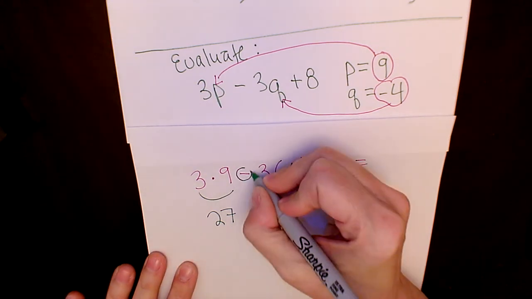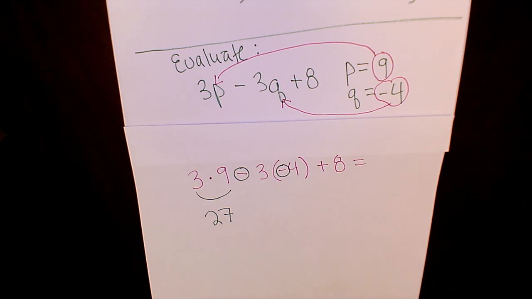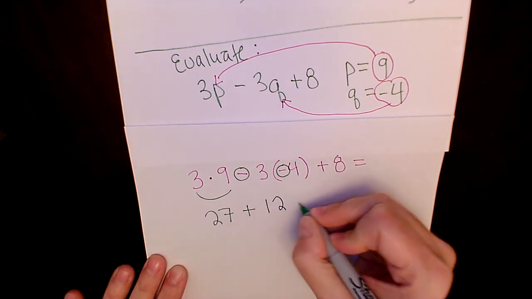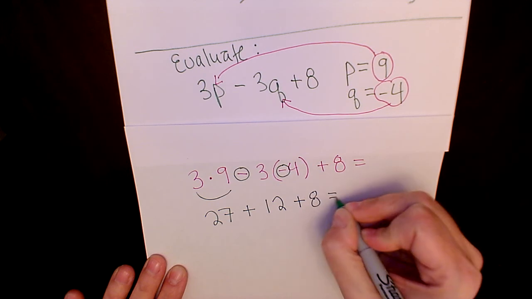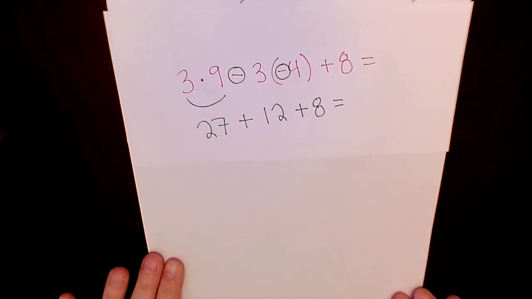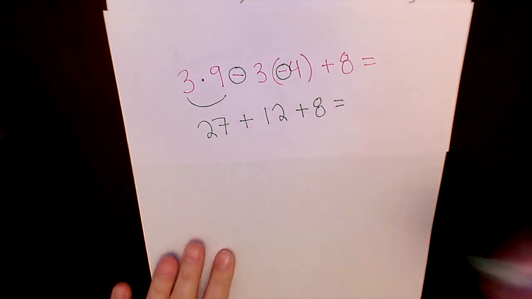Now here I've got a negative 3 times a negative 4. So always look and see which sign is in front of your number. So I've got a negative 3 times a negative 4. A negative times a negative is a positive 12. And I bring down that plus 8. And so then I'm just adding all positive numbers together, 27 plus 12 plus 8.